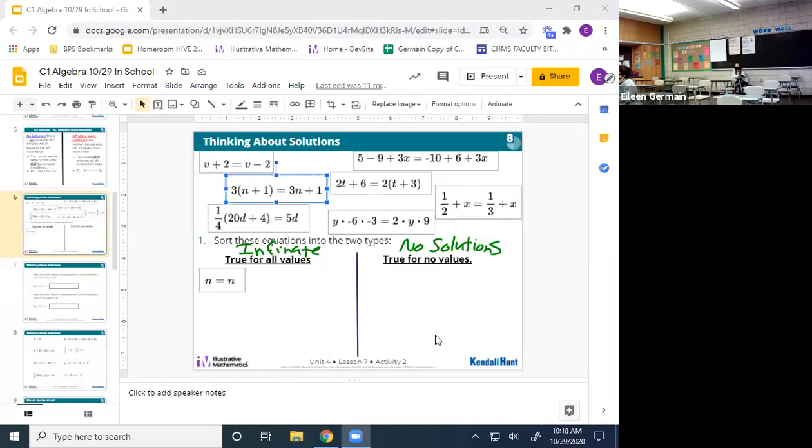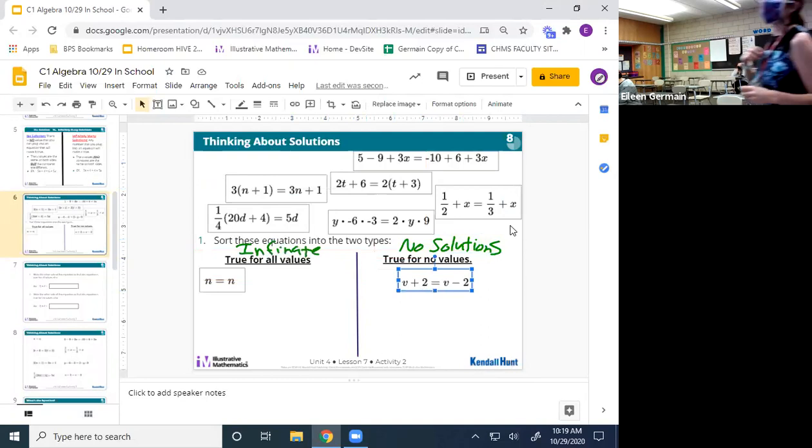Which ones did we think were no solutions? Ian, what was one that you said had no solutions? I put the v plus 2 equals v minus 2. Very good, v plus 2 equals v minus 2, and then I'm gonna call on Kyle and Gabe in a moment. So, Ian, why did you think the v plus 2 and the v minus 2 was one of them? Because with the minus, you'll get a smaller value than you would with the adding.